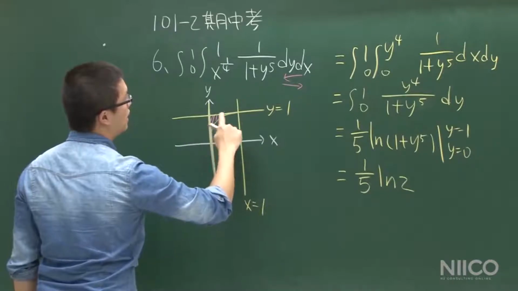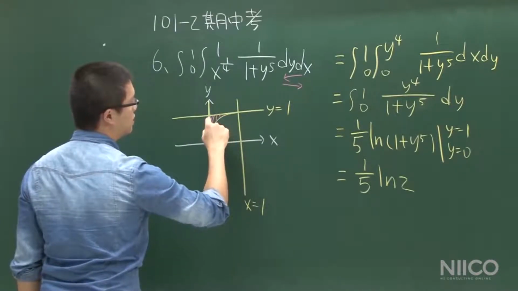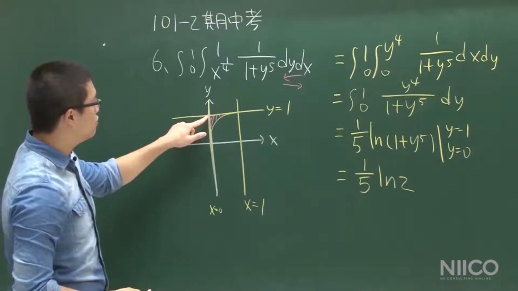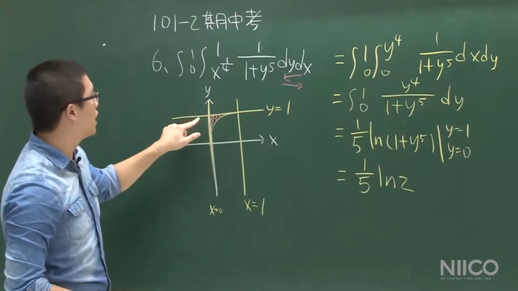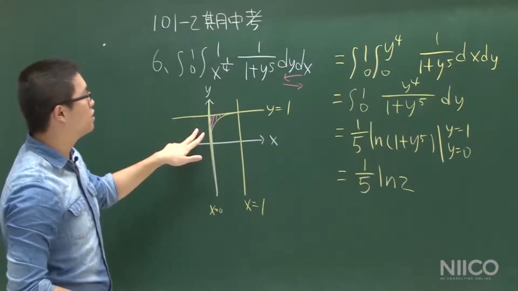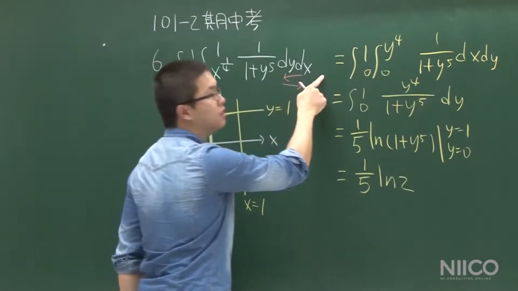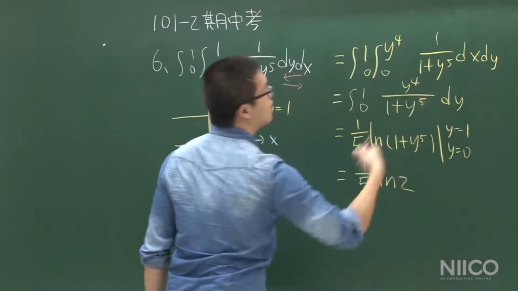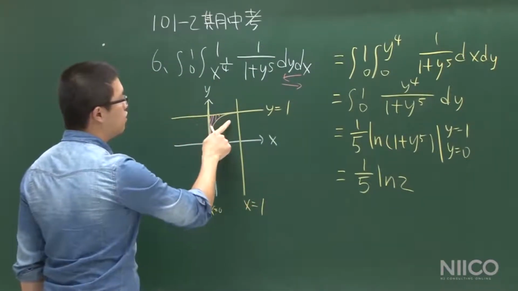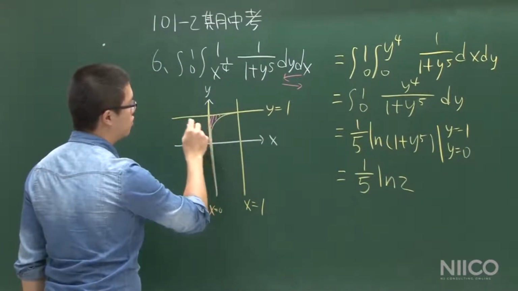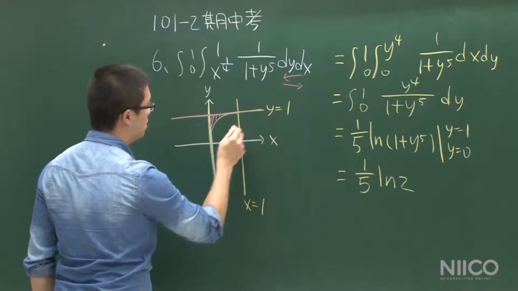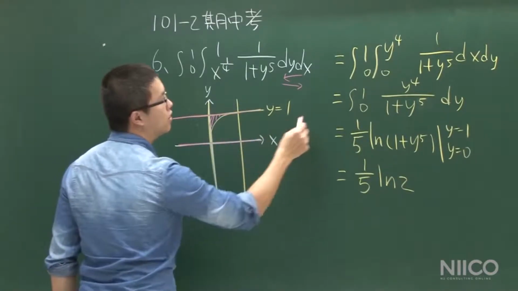We see that y is from x to the power of 1/4 to 1, and x is from 0 to 1. So on a graph, it is actually this red shaded area. We see that it is bounded by these curves: y equals 1, x equals 1, x equals 0, and y equals x to the power of 1/4. Now, y equals x to the power of 1/4, so that means that y to the fourth is equivalent to x.